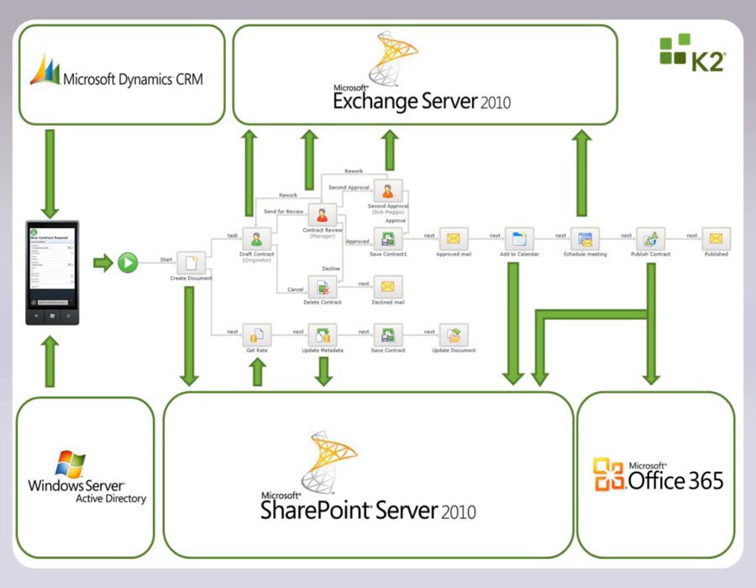The salesman opens up a K2 Smart Form on his mobile phone, which allows him to look up the customer in CRM, specify the expected start and end dates, and identify the potential consultant to do the work through an Active Directory lookup. Once the form is submitted, a K2 process is kicked off.